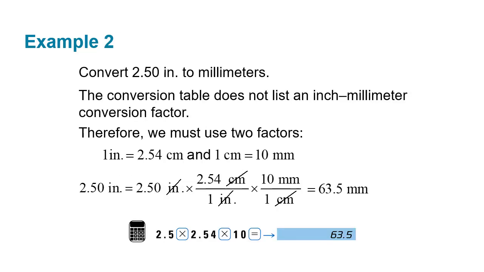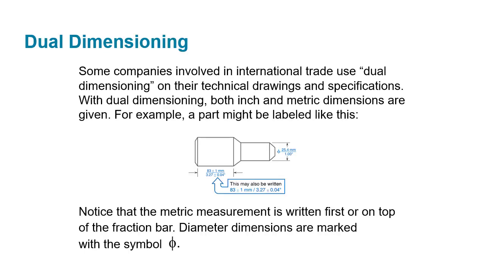So convert 2.5 inches to millimeters. Well, you can do the 2.5 inches times the centimeters to inches, and then millimeters to centimeters, and there's your conversion. So you can see in this case, we're using that same bridge, the inches to centimeters bridge.